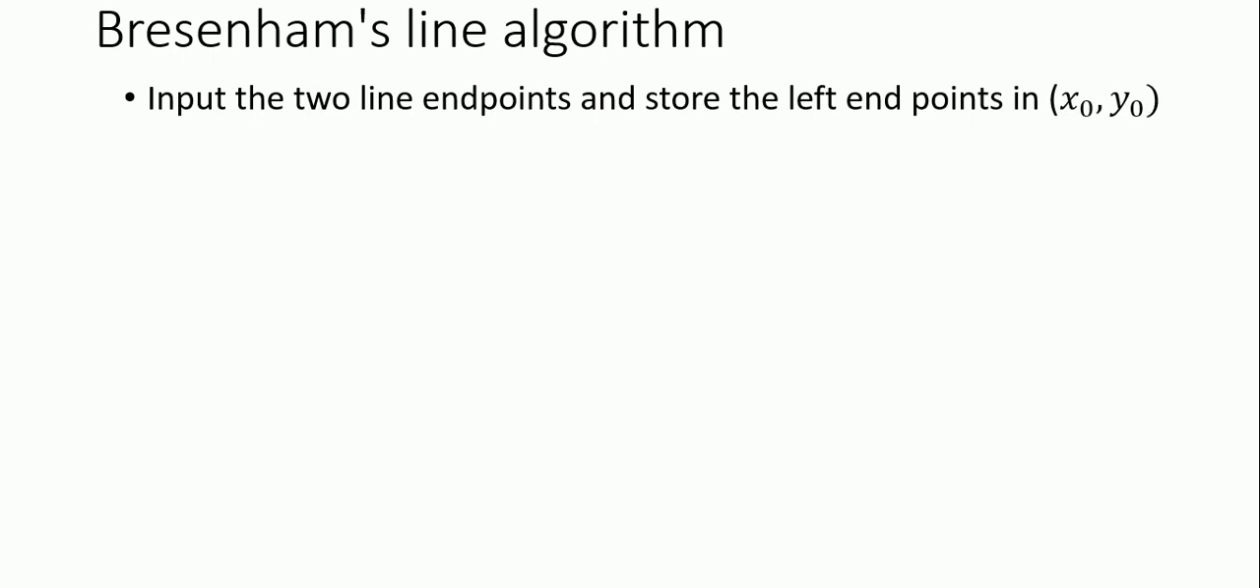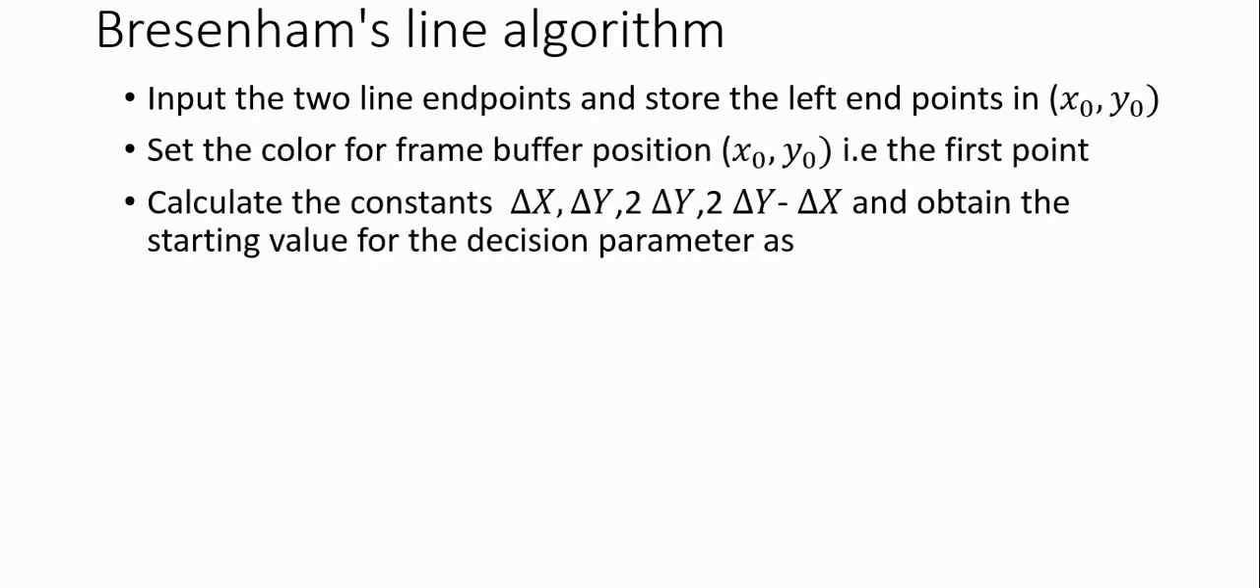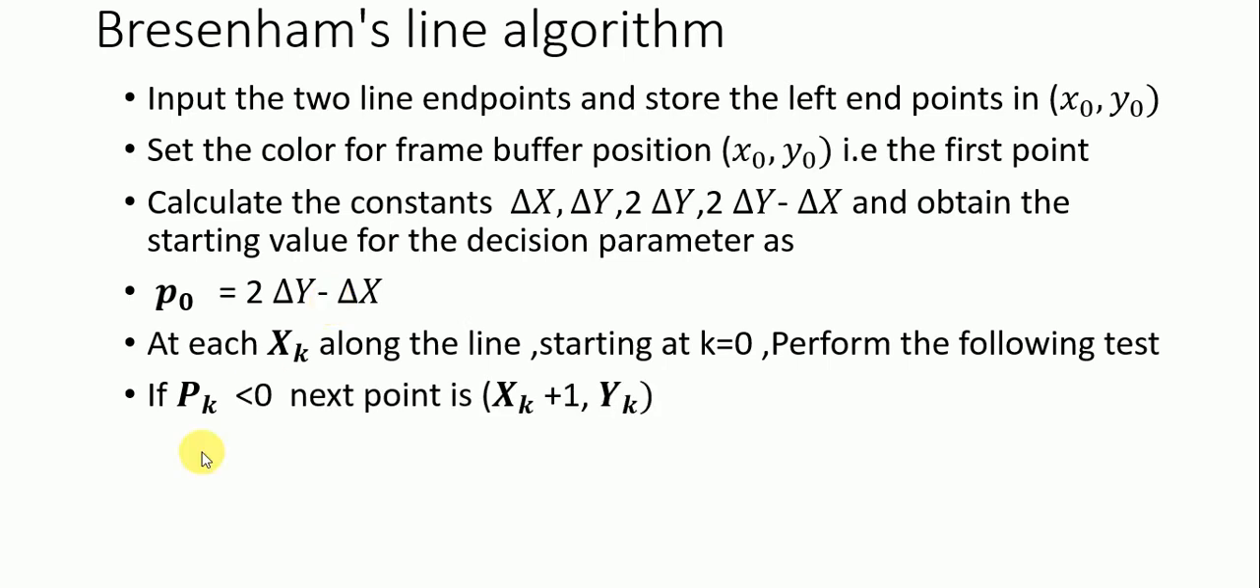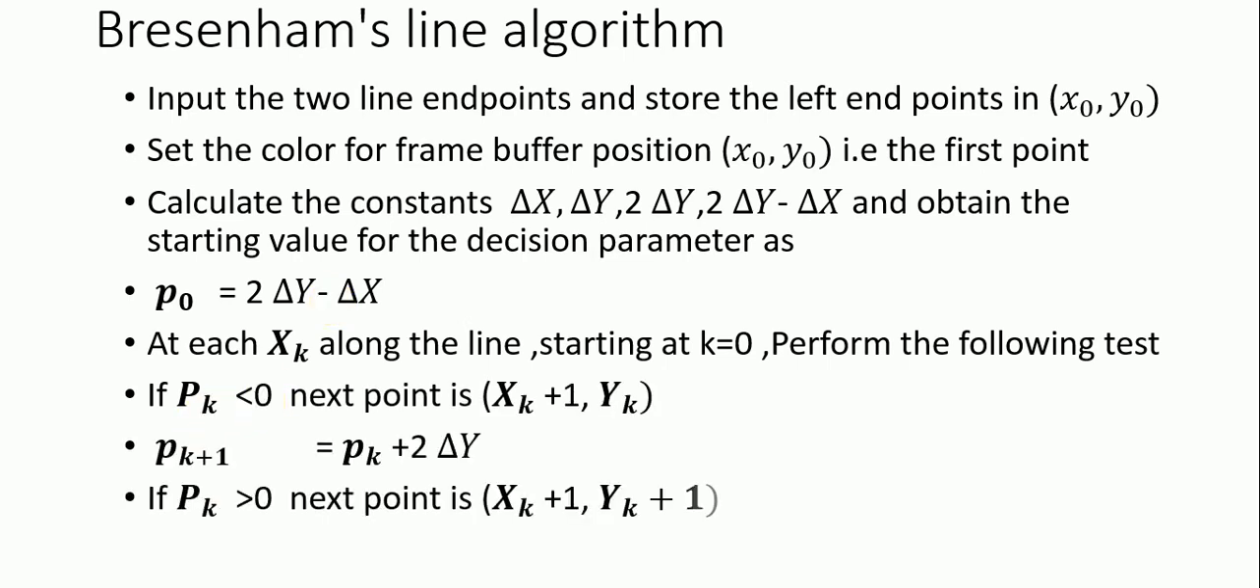In Bresenham's line algorithm, we start by calculating the constants delta x and delta y. Delta y over delta x is the slope. From the slope value, p naught equals 2 into delta y minus delta x. Then, if pk is less than 0, it selects the lower pixel, and if pk is greater than 0, it selects the upper pixel. This is what we calculated in the previous part.